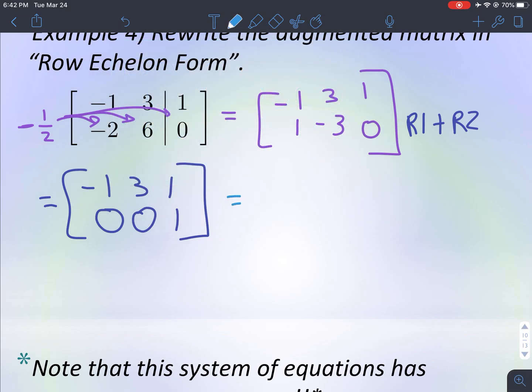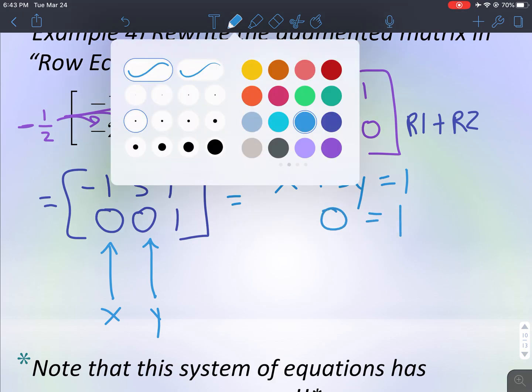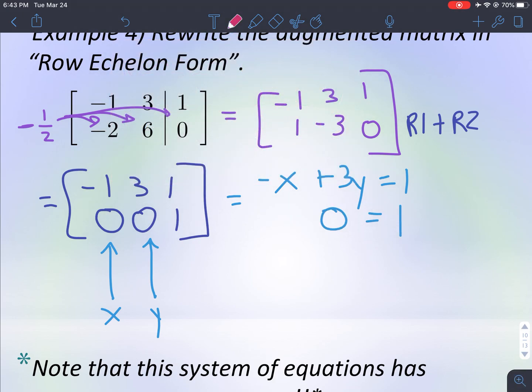And if you think about it, remember that this is a system of equations. The first column represents x, the second column represents y. And I can make an equation here that says -x plus 3y equals 1. But on the bottom, I'm going to have 0, because they're both zeros. 0 is equal to 1. And we know that's a false statement. That is not true.